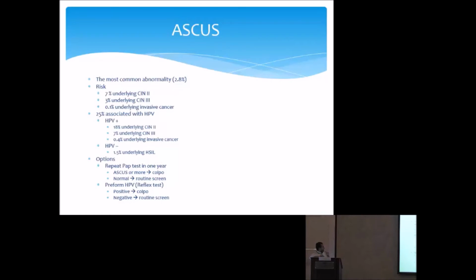So what are the options? The option is you could offer them to repeat Pap tests in 1 year. If it's ASC-US or more, you refer them to colposcopy. If it's normal, they come back again to routine screening. The second option is to do a reflex test. This is a large trial which is called the ALTS trial. So those patients who had positive HPV, they go for colposcopy immediately. Those who are negative for HPV, they go back again to routine screening.